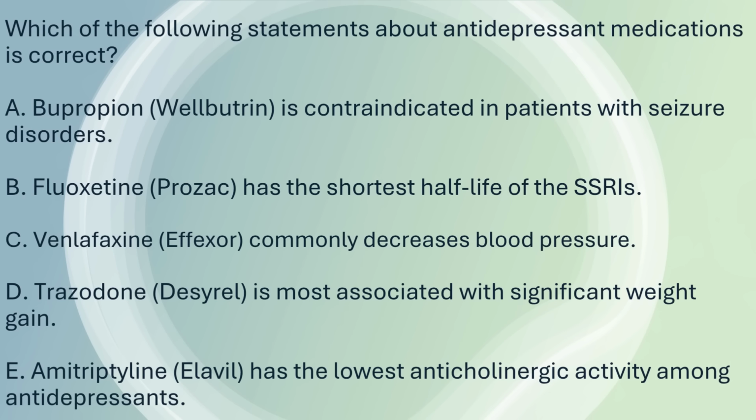Which of the following statements about antidepressant medications is correct? A. Bupropion or Wellbutrin is contraindicated in patients with seizure disorders. B. Fluoxetine, Prozac, has the shortest half-life of the SSRIs. C. Venlafaxine or Effexor commonly decreases blood pressure. D. Trazodone, Desyrel, is most associated with significant weight gain. Or E, amitriptyline or Elavil has the lowest anticholinergic activity among antidepressants. So let's pause for a moment while you look at that. Which of the following statements about antidepressant medications is correct?